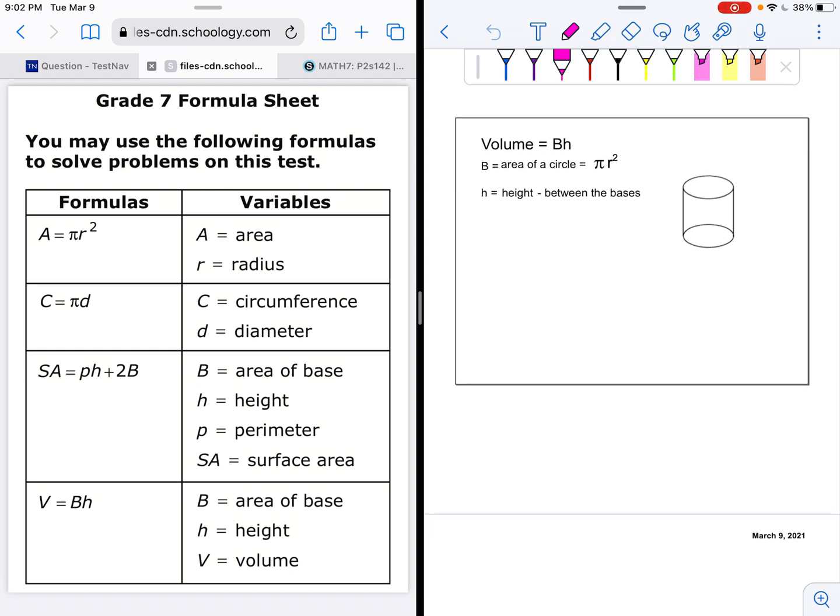Volume is area of the base times height, and just like the surface area formula, this is a universal formula, and you'll notice that the B is a capital B, which means it has an area formula inside of that letter. And since this is a cylinder and its bases are circles, that capital B is going to stand for pi r squared. And remember, the height of a cylinder, or excuse me, even any prism, is always between the bases. So let's just start. Have your calculator ready.